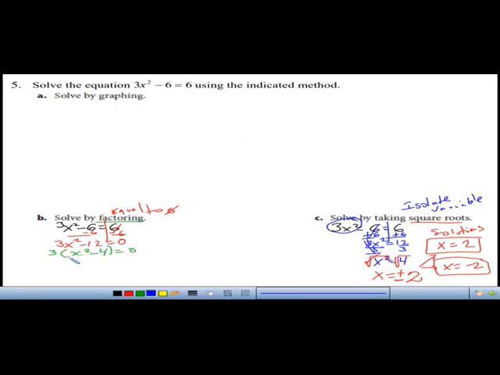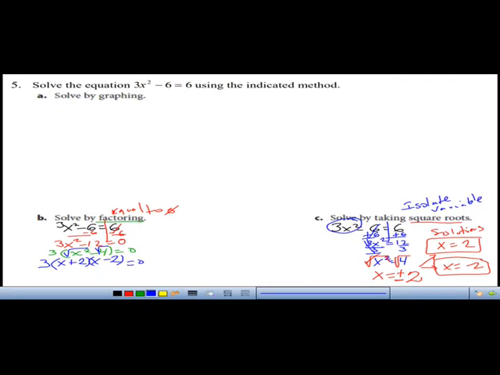Let me double check. Can we take the square root of x squared? Yes, it's x times x. Can we take the square root of 4? Yes, it's 2 and 2. One of them is positive, the other one is negative, and bring down the 3. All that equal to 0.